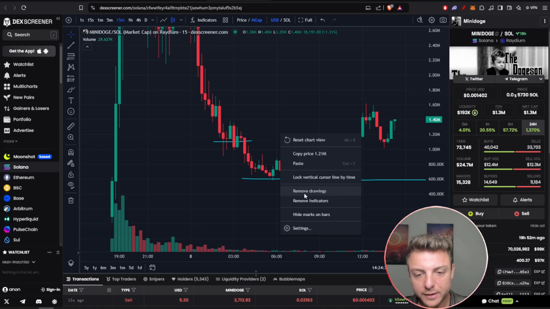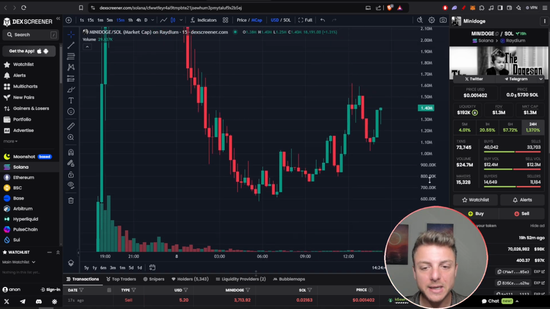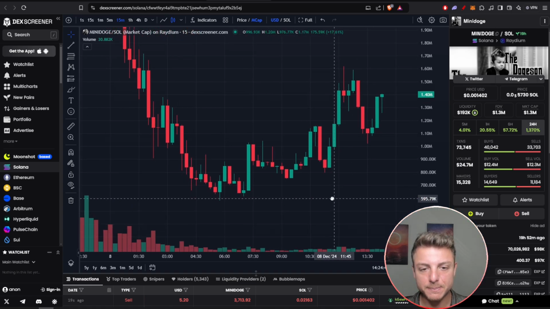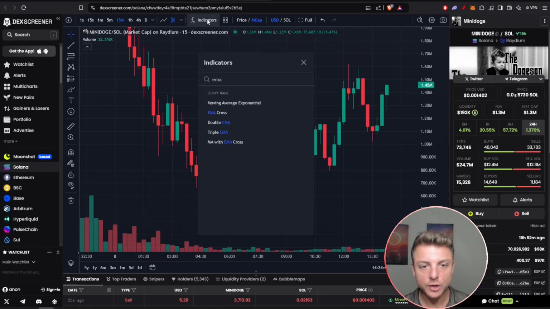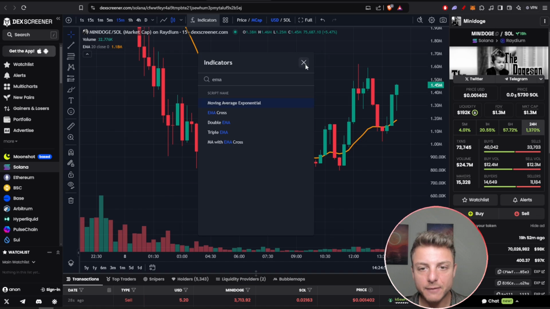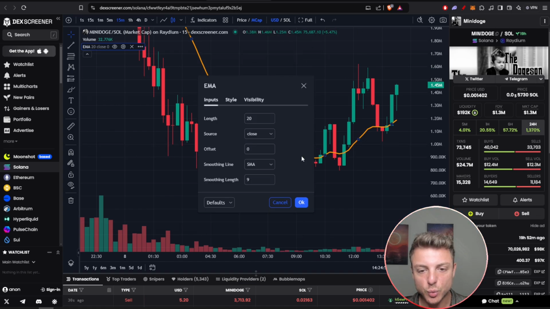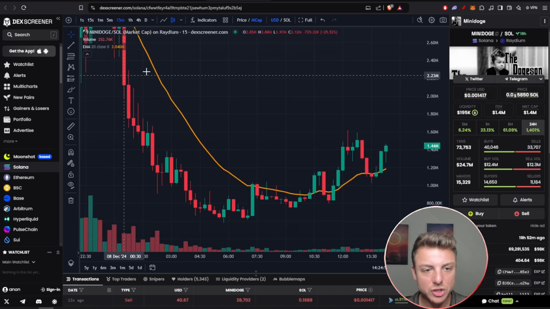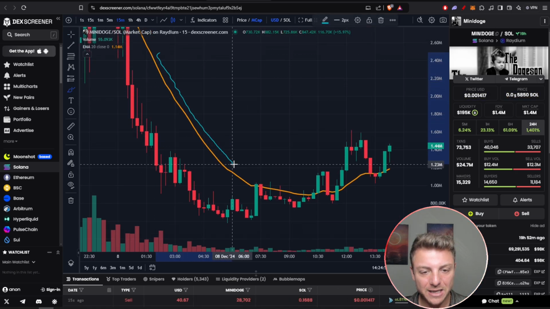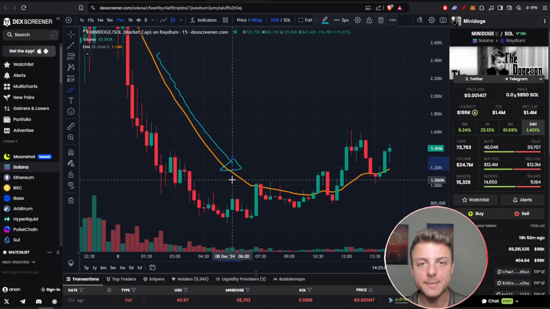The reason I like this coin so much is we're beginning to make that stair-stepping pattern to the upside. We can confirm that by adding the indicator, going to the EMA, moving average exponential, and here we have the 20 moving average added to our chart. All through this region here, clearly we have a massively downtrending EMA. The slope is negative, meaning we can only take trades to the downside.